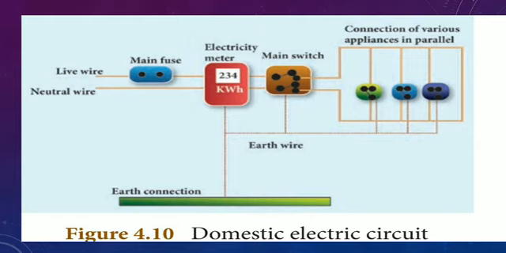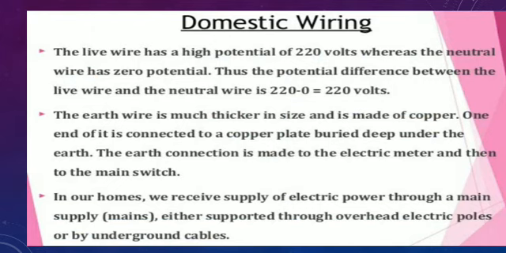Next, a few points for domestic wiring. The first one: the live wire has a high potential of 220 volts. So the voltage of our home power is 220 volts, whereas the neutral wire has zero potential. Therefore, the potential difference between the live wire and the neutral wire is 220 minus 0. The voltage is 220 volts.